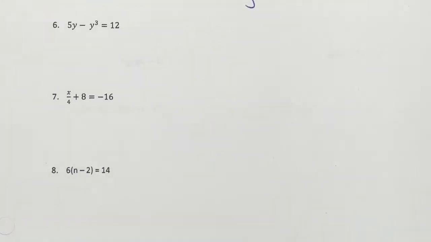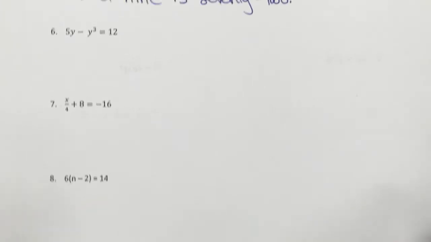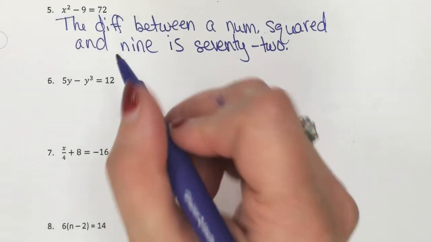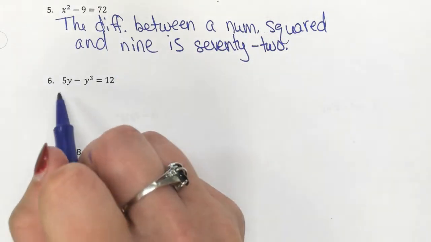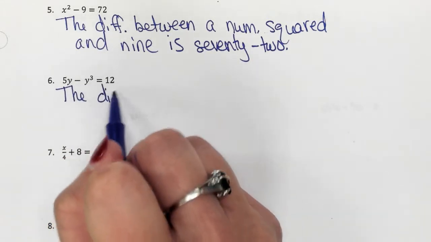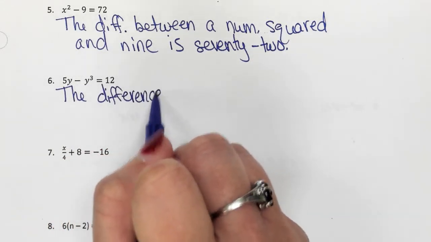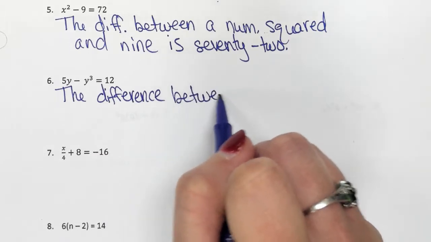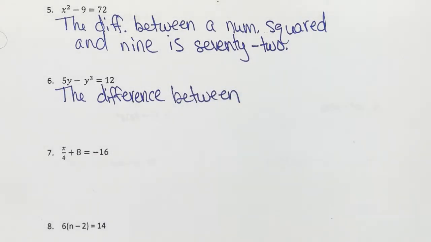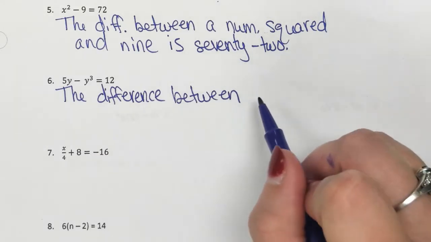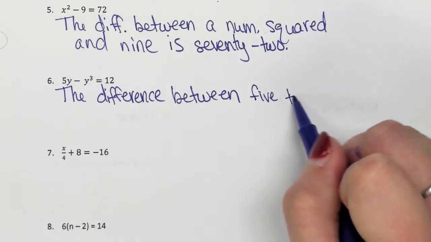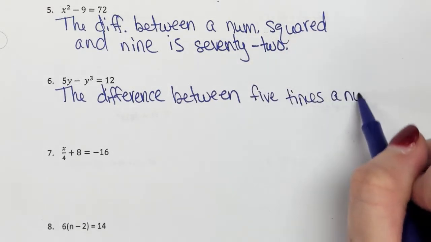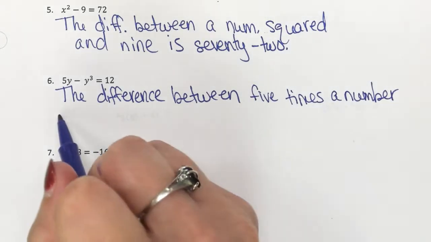What'd y'all get on number 6? Can you go back up? Yes, I'm sorry. What y'all write on number 6? The difference between would be a good place to start. There you go. What would you say from there? 5 times the number. Minus the number cubed. Very good. 5 times a number and the same number cubed.